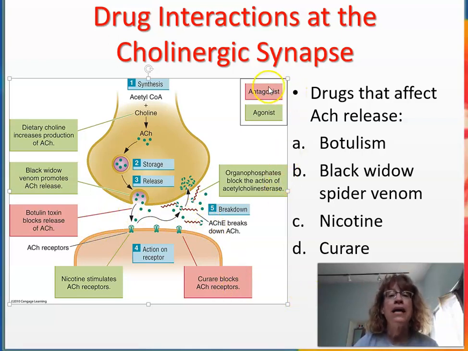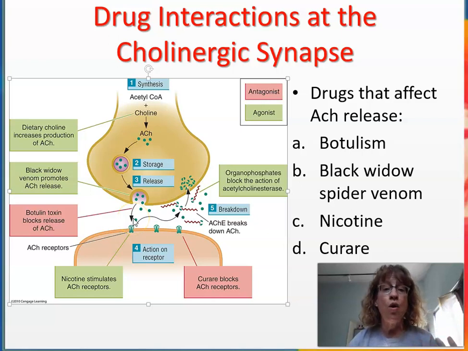Now, let's talk about an antagonist, this red. So botulism basically is, you get it, it's like food poisoning. You get it from canned goods that have gone bad. It blocks the release of acetylcholine, which isn't taken up by the postsynaptic receptor site. And it basically leads to paralysis and death.